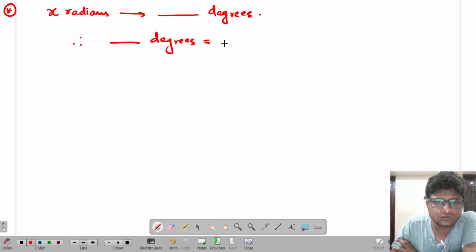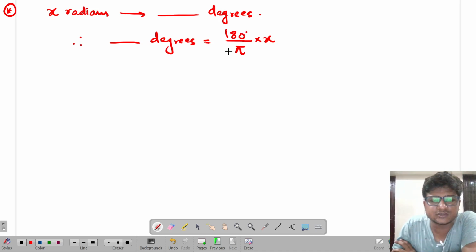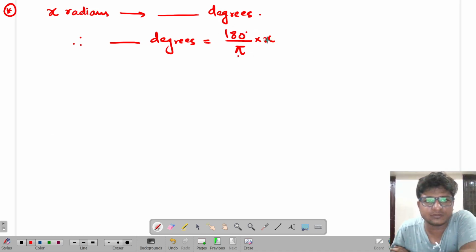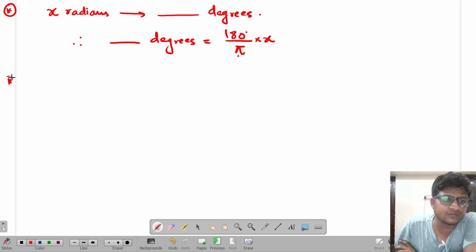Yes, you told correct. Radians is given, so ultimately I should cancel the radian. So I should divide by pi. So x divided by pi multiplied by 180. This will convert into degrees. See the right hand side, it is in degrees already, because radians is given, so the radian will cancel and I'll get the degrees. Yes or no?